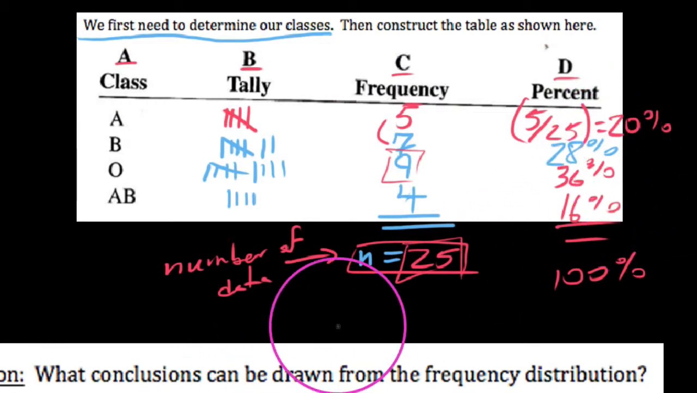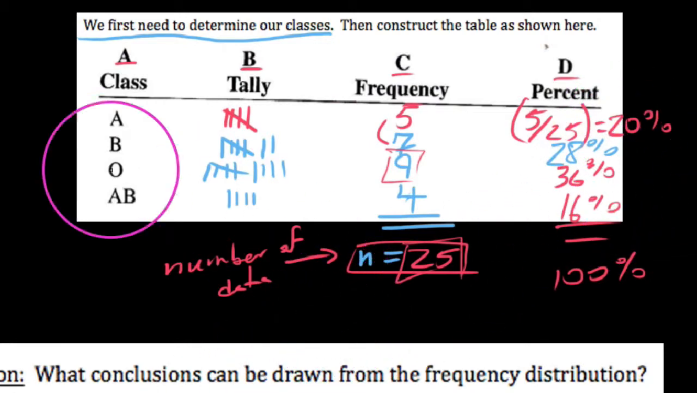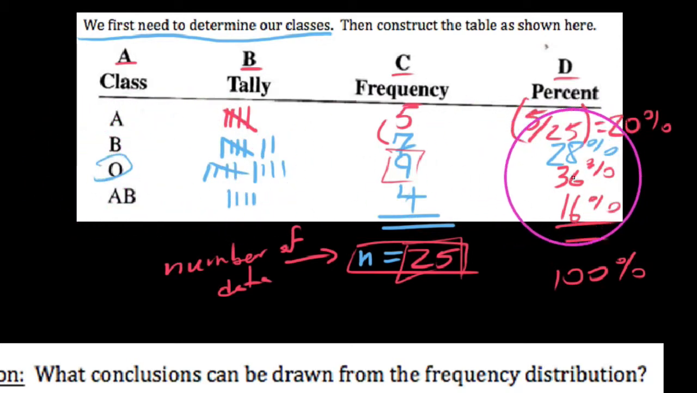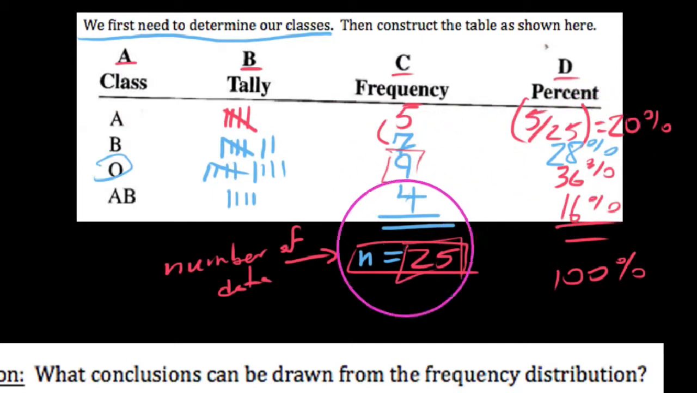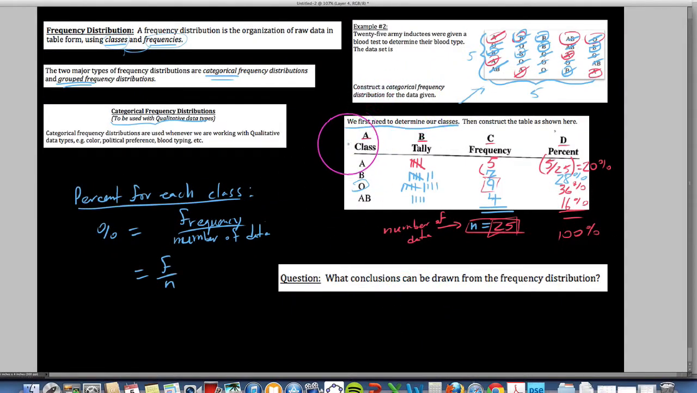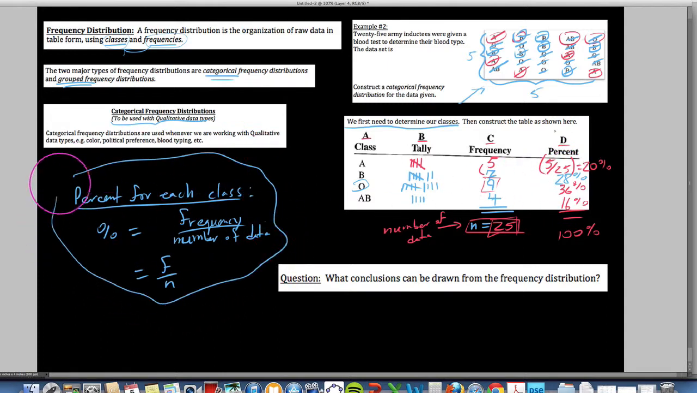But what conclusions can we draw from this group frequency distribution? Well, obviously type O is the most prevalent. 36 out of every 100 people are type O, it seems, based upon this sample. And so based upon our sample, we could draw a prediction about what would be true about the population. But yeah, this is how you construct a categorical frequency distribution. You just throw your classes in, do a tally, frequency, and then find your percentages using this little ditty over here. So, cheers.